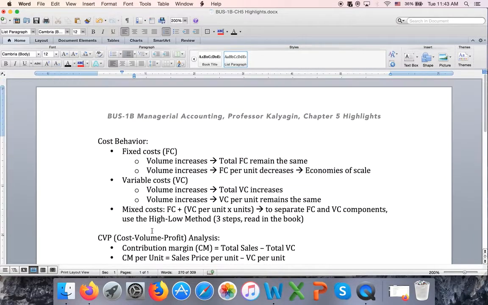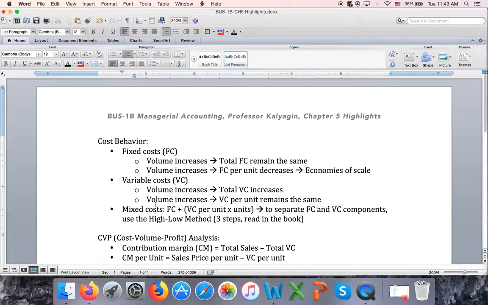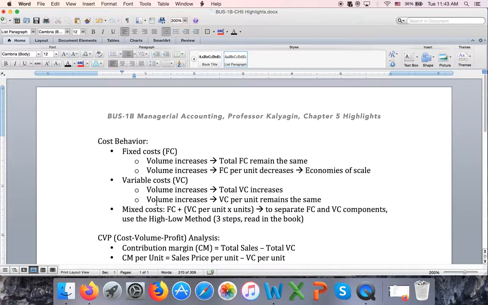Okay, so this is it. These are pretty much the highlights of the concepts of your chapter. Of course, you still should be reading the book. You still should be watching the interactive presentation because these are just some highlights.